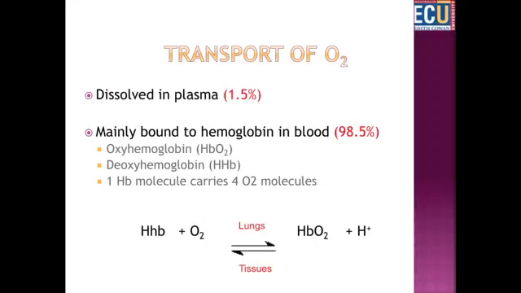So, transport of oxygen. Oxygen dissolves in plasma at approximately 1.5%, but it's mainly bound to hemoglobin in the blood at 98.5%. So we have oxyhemoglobin, which is essentially the hemoglobin bound to an oxygen molecule, and then we have deoxyhemoglobin, which is hemoglobin without the oxygen molecule. One hemoglobin molecule carries 4 oxygen molecules.